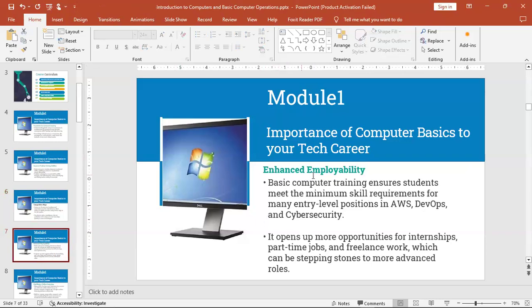We have enhanced employability. Basic computer training ensures students. Please, if you have a question, you can just raise up your hand and I will call you out to ask your question, okay? If you have a question along the way, just raise up your hand. Hope you all know how to do that.